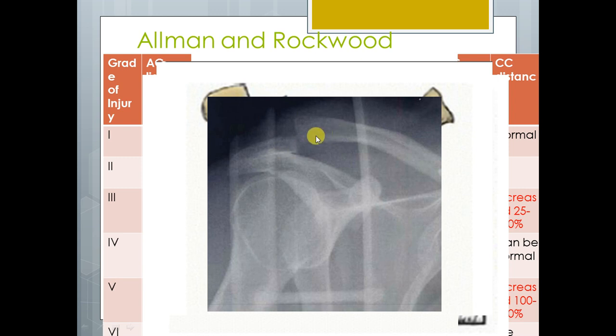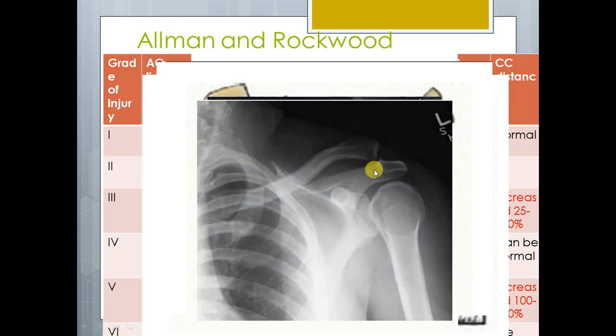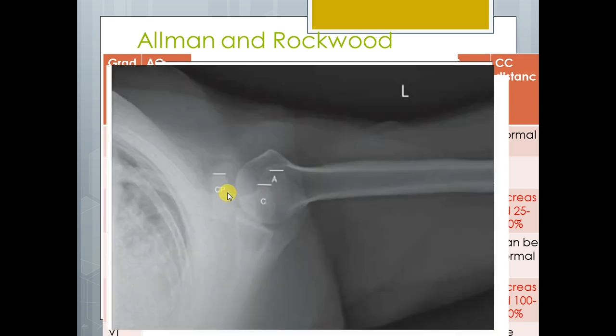This is a radiological example of type 2. Still, the inferior border is below the superior border of the acromion, less than 100%. Here, the inferior border is exactly at the superior border, so it is 100%, so it's type 3. This is type 4, lateral axillary view.